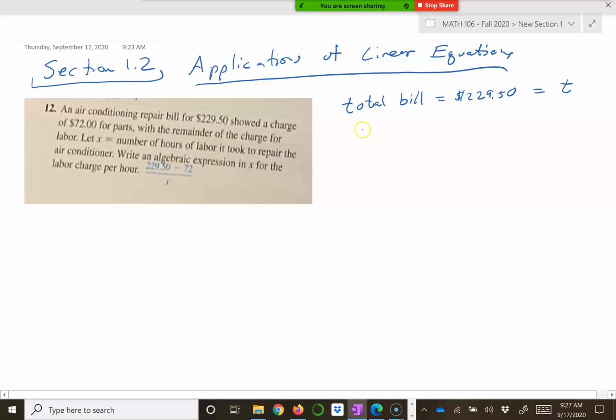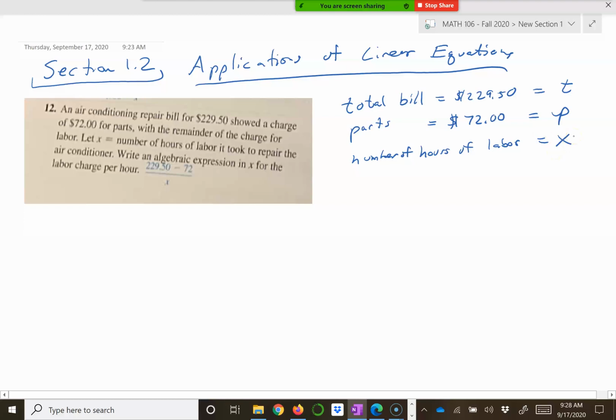What's the next thing they give us? They talk about parts. The parts cost, and we know what this is, $72. Let's call that P. The parts cost is P. Now, in terms of the rest, it says X is the number of hours, so they already give us that. The number of hours of labor, we don't know what it is, so we'll just leave it as X. We don't have a number for that.